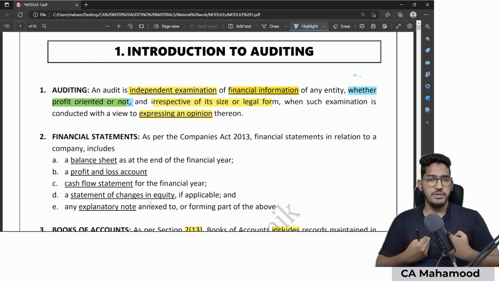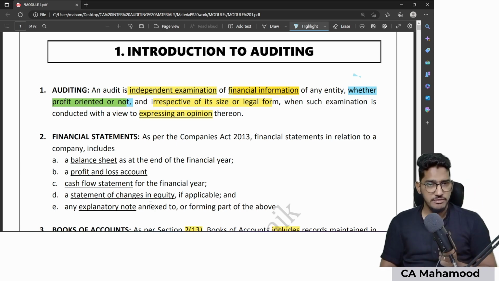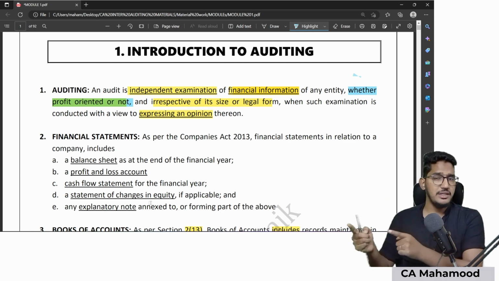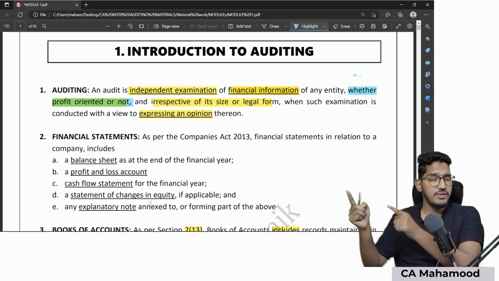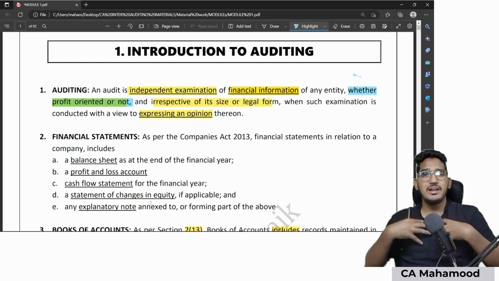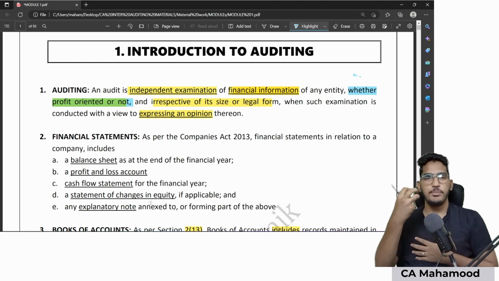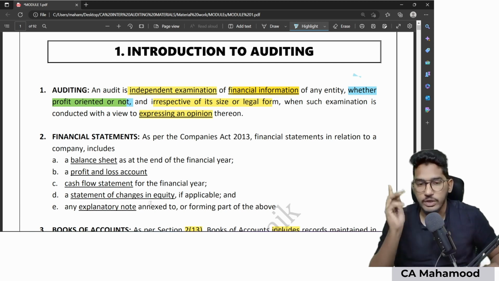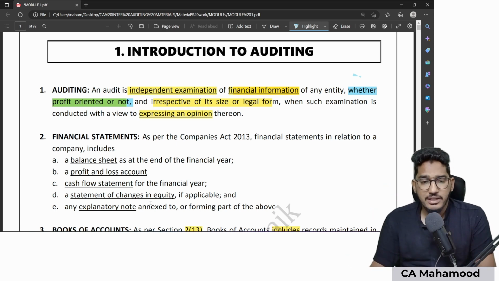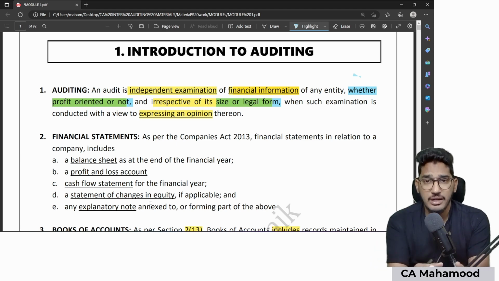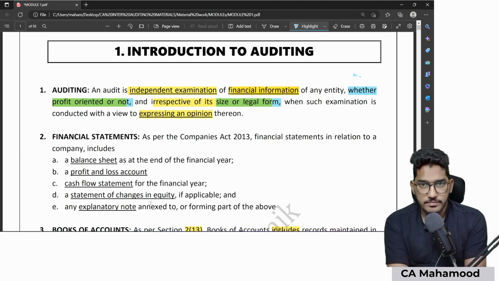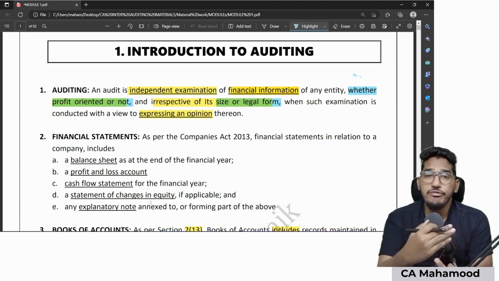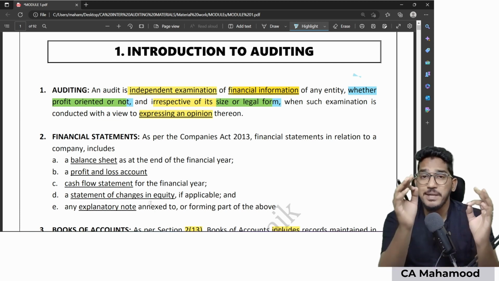If I am doing audit of a profit making entity, I will independently examine financial information. If I am doing audit of a non-profit making entity, there also I will independently examine financial information of that entity. So my client's profit orientation, whether my client is a profit making or non-profit making entity, doesn't have any impact on audit. Next one, irrespective of its size or legal form, which means the size of your client and even the legal form of your client also doesn't matter in the audit. Even the size of your client, even the legal form of your client doesn't matter.